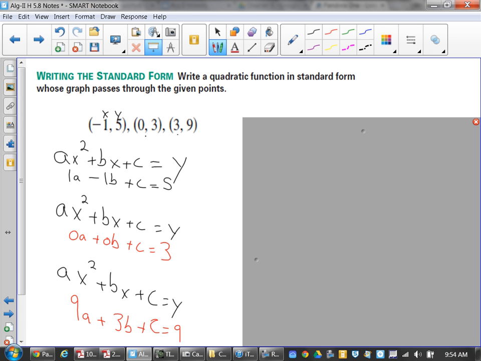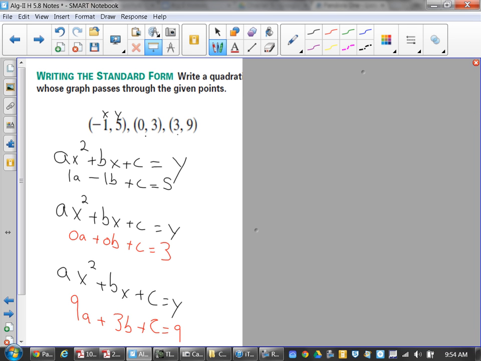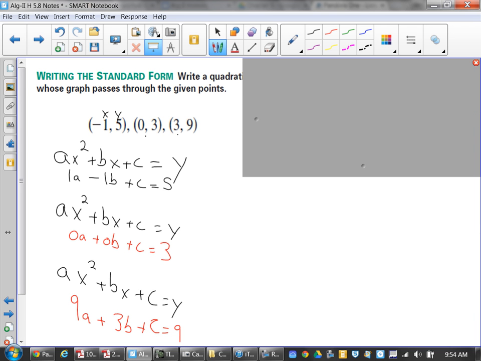So what this is generating is a system of equations with 3 variables: a minus b plus c is 5, c is 3, and 9a plus 3b plus c is 9.